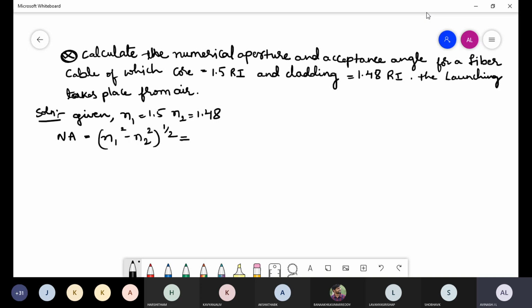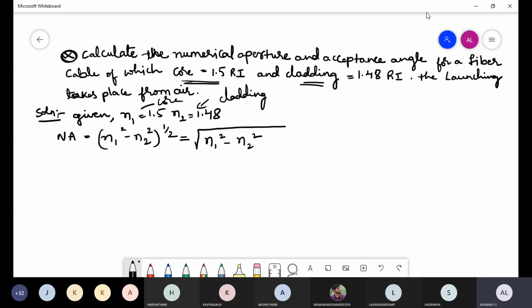Here some people will get confusion about what is the power of 1 by 2. It is a square root: square root of N1 square minus N2 square. Here N1 means the core and N2 means the cladding. On what basis do we say it is a core and cladding? If they mention it, fine; if they don't mention, then based on the refractive index values we are going to conclude which is core and which is cladding.